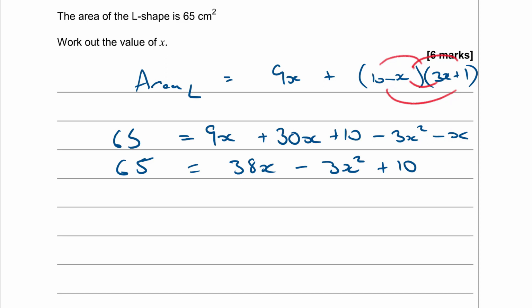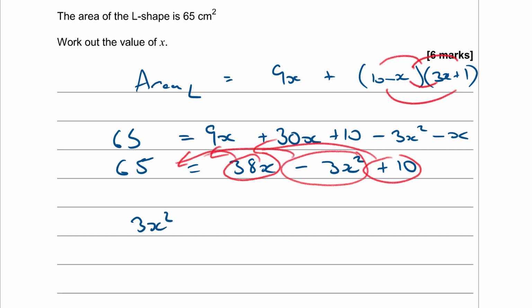Now, because it's a quadratic and I want to solve it, I want to get everything equal to 0. The easiest way is to move everything onto the other side so that my minus 3x squared term becomes positive. So I'm going to move all three terms over the equal sign. The minus 3x squared becomes positive 3x squared, my positive 38x becomes minus 38x, and my 65 subtract 10 becomes plus 55, and that is all equal to 0.